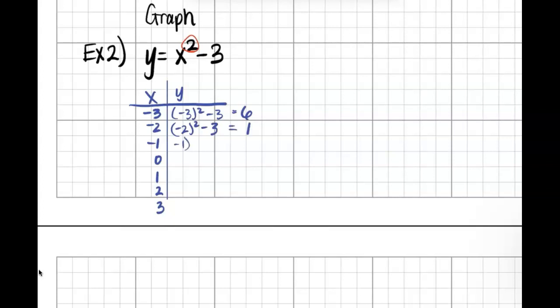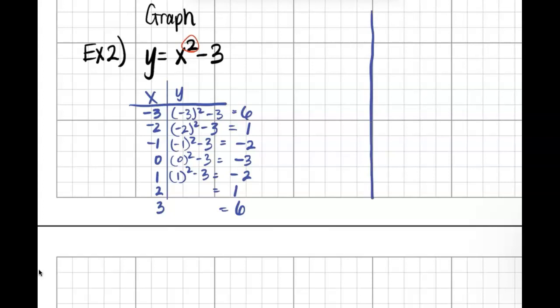If I plug in -1, I get positive 1 minus 3, which is -2. If I plug in 0, I get 0 minus 3, which is -3. If I plug in 1, I get 1 minus 3, which is -2. And I start to see that the values are going to repeat. So then I'm going to get positive 1 and positive 6.